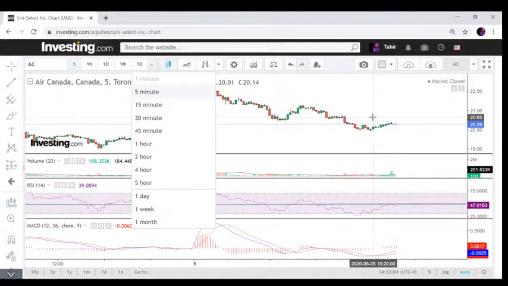Imran, I could not understand one basic thing in your chart. It shows different time intervals of 5, 1 hour, 1 day. What do these time intervals mean? Okay, these are actually the options you can use.